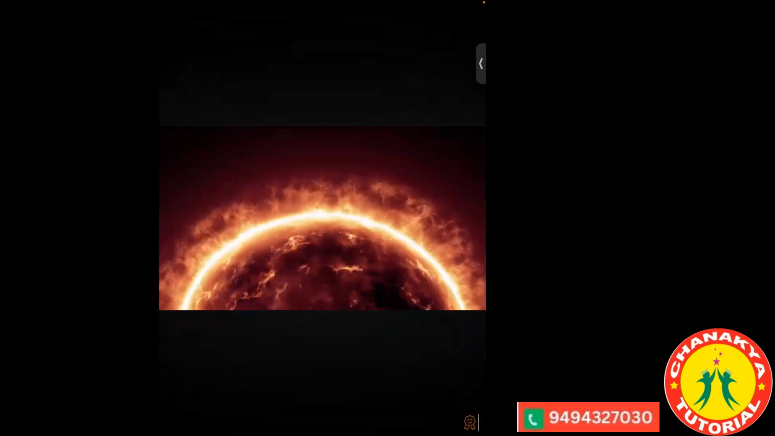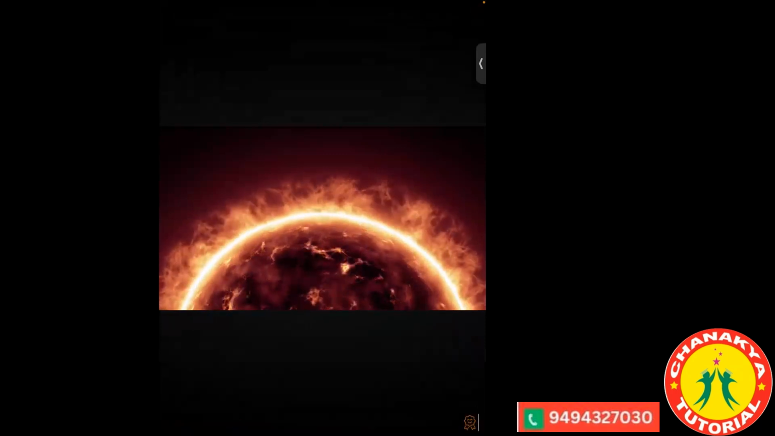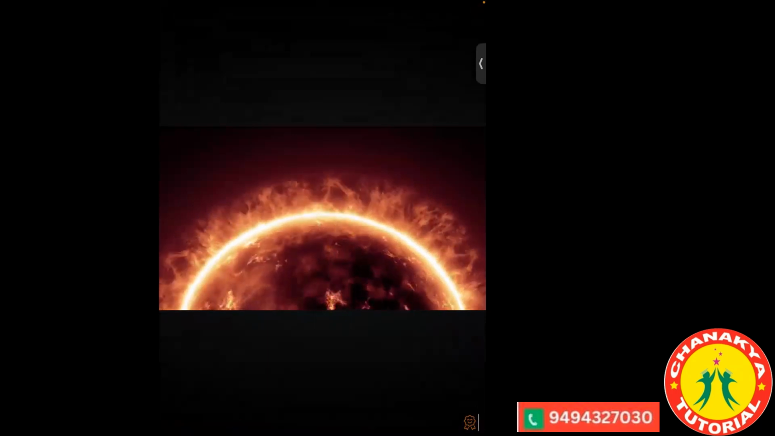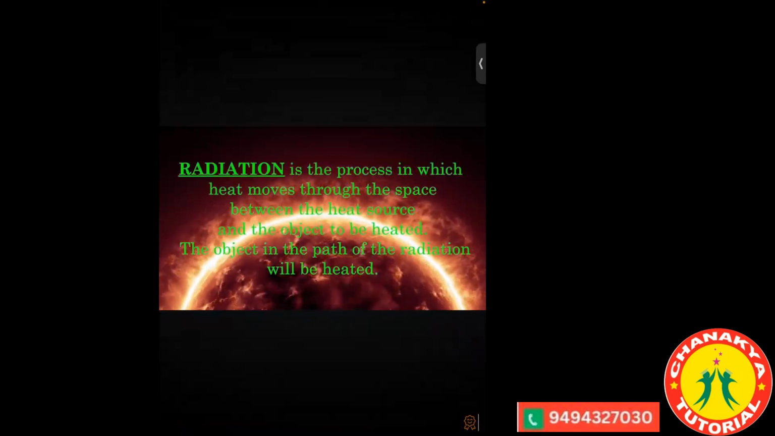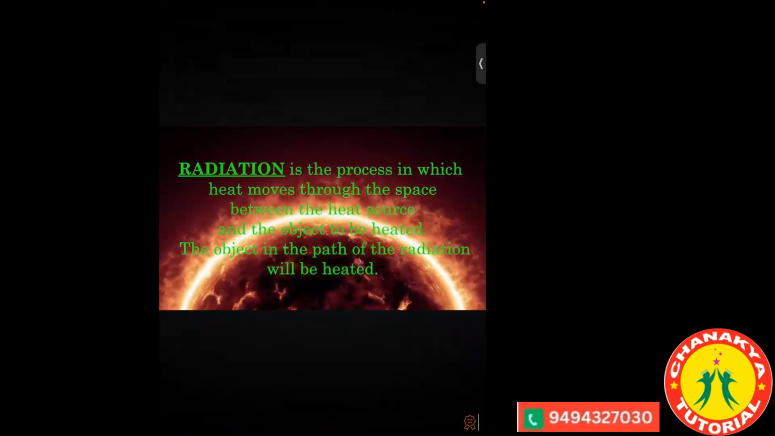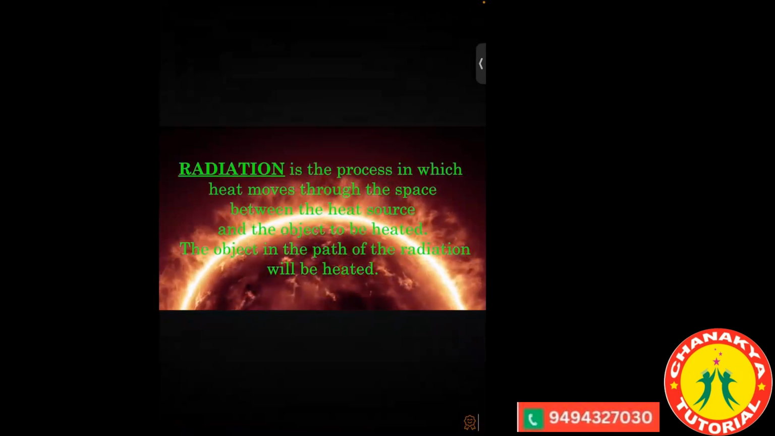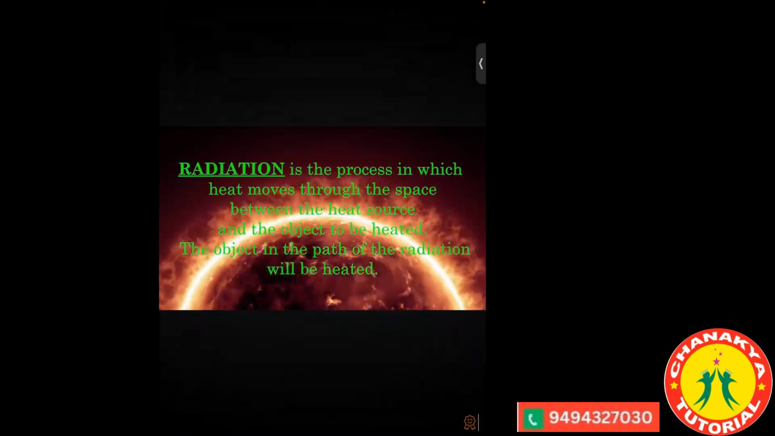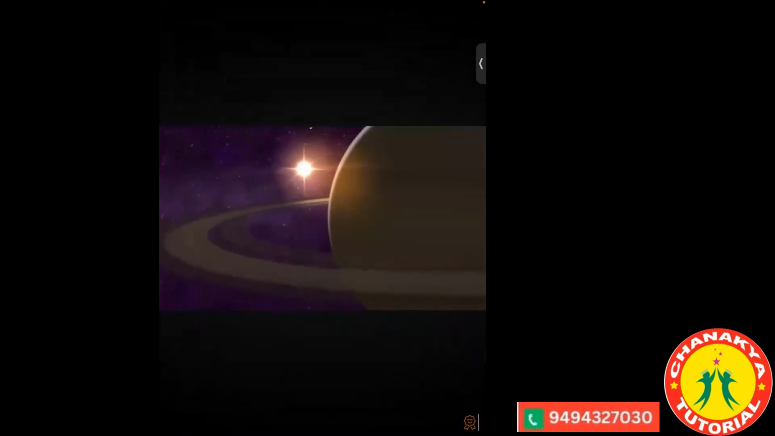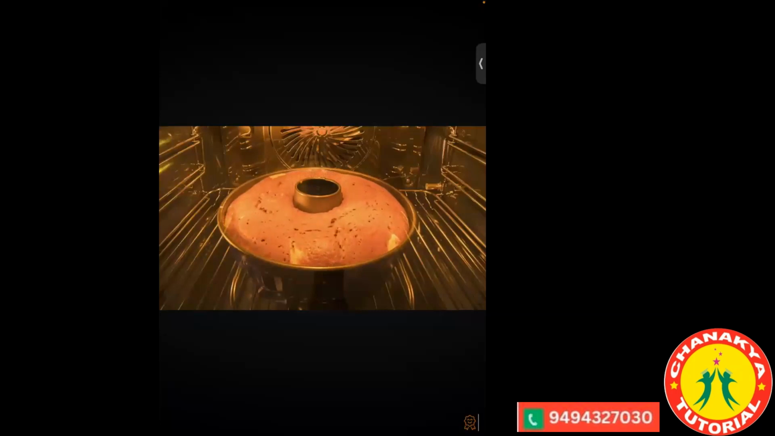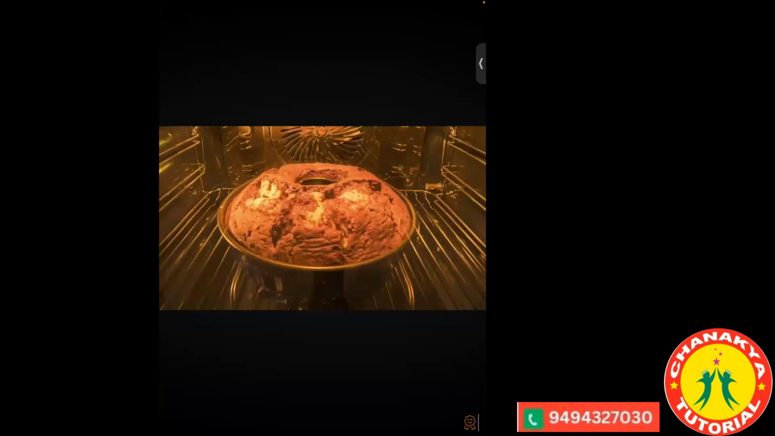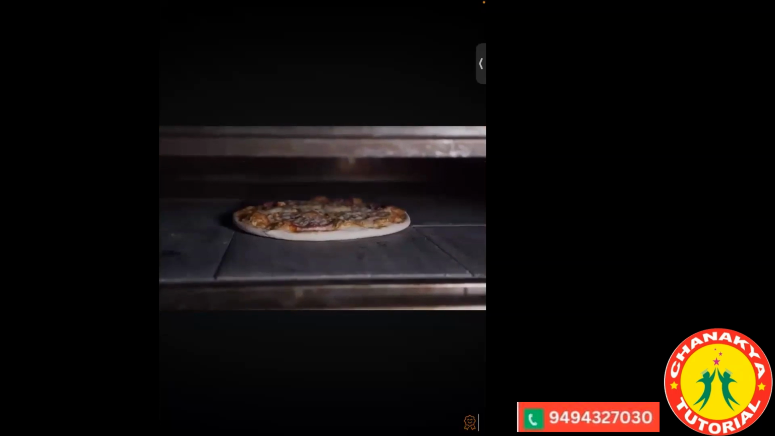Moving on, the third method of heat transfer is radiation. In this process, heat is transferred without substances or matter moving or touching. Instead, the heat moves through the space between the heat source and the object to be heated. The object in the path of the radiation will be heated. For instance, the sun uses this method to heat all the planets, including Earth. Similarly, when we broil or bake something, the heat source in the oven sends heat energy through the space between it and the baking item. The heat energy enters into the food and cooks it. Although radiation heating is typically the least efficient, its effects travel the greatest distance.